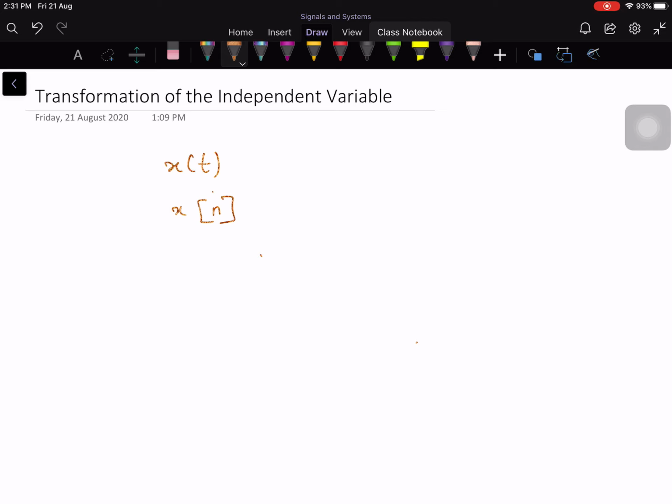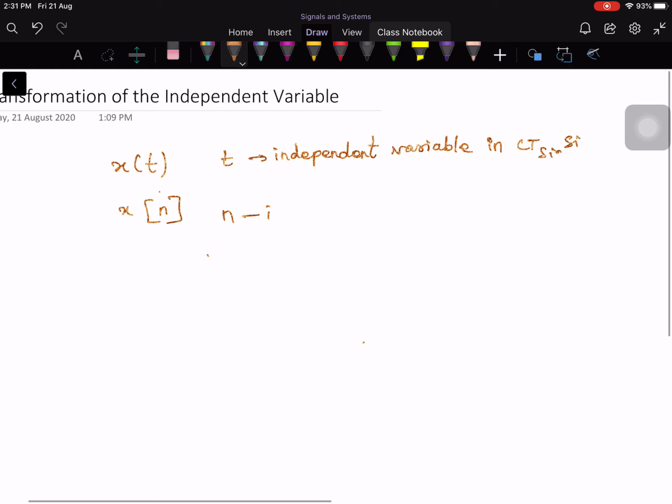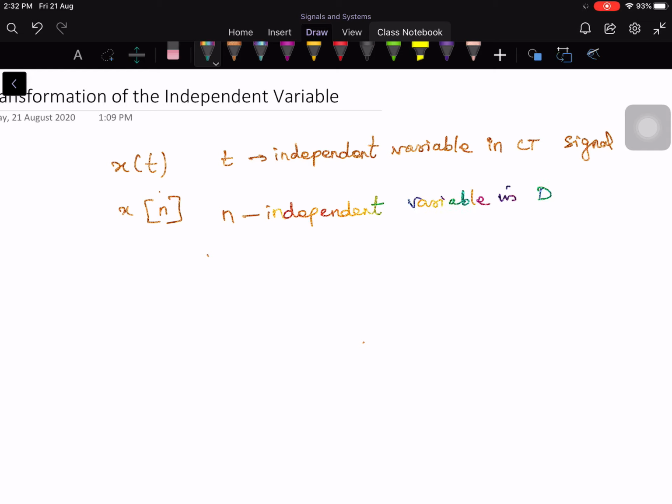Here t is the independent variable in a continuous time signal, and n is again the independent variable in a discrete time signal.